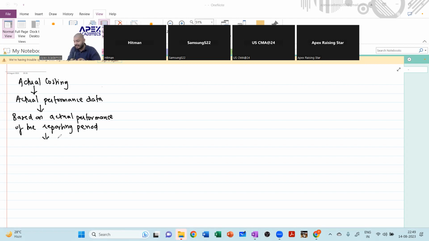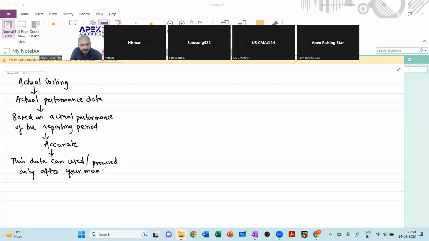It will be simultaneously there, so obviously it is accurate. Why? Because it is the reality. Next, it is used only after the manufacturing cycle is done. This data can be used or procured only after your manufacturing cycle is completed. It cannot happen before that.